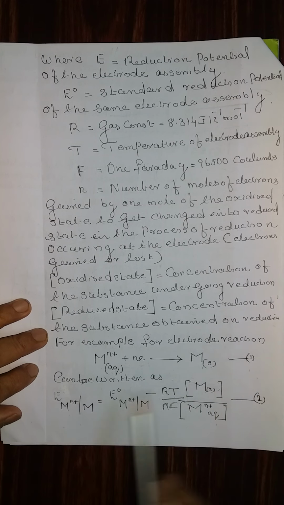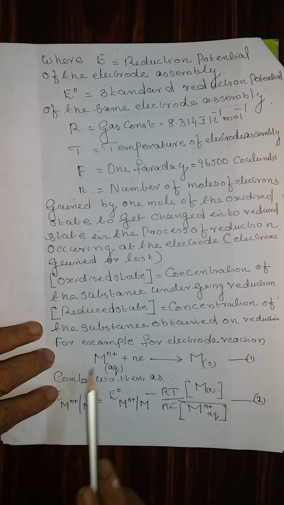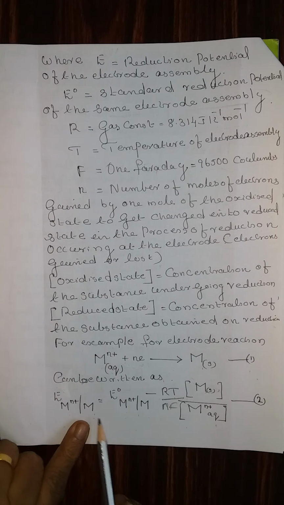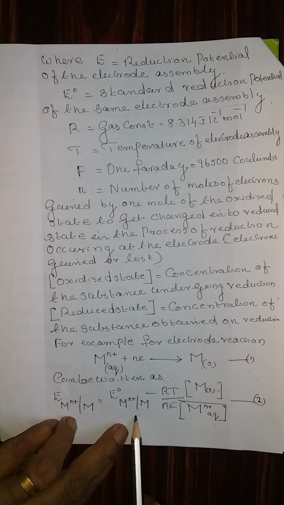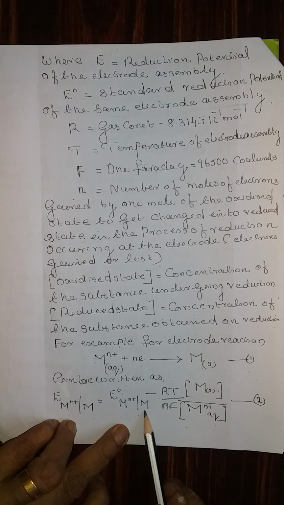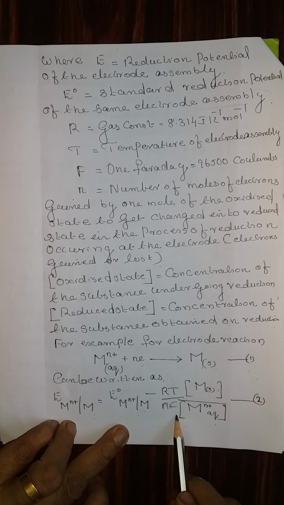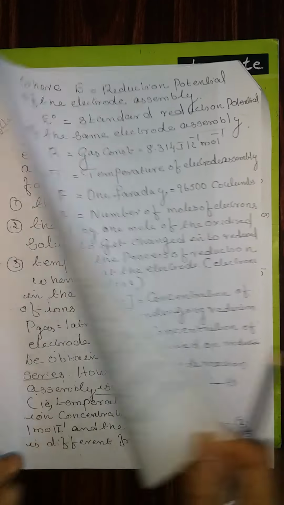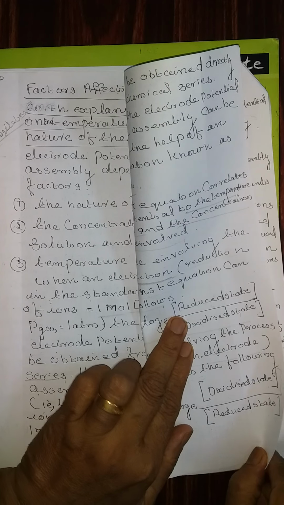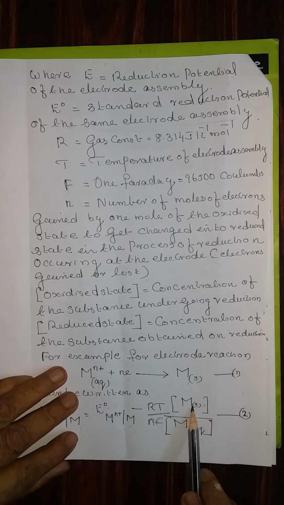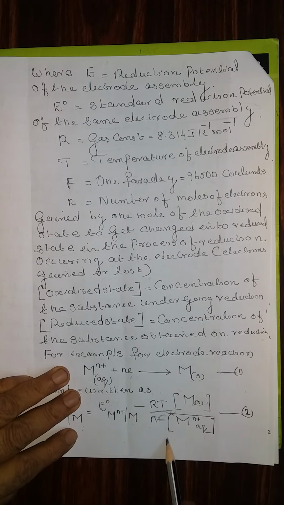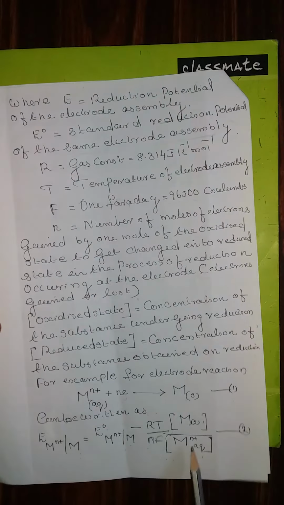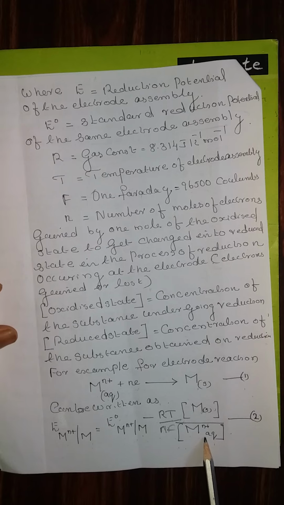Consider this example. This equation can be written for the electrode assembly, that means the electrode potential of that reduction electrode is equal to E0 of that electrode assembly minus RT by NF, log of concentration of M, that is according to the equation, the reduced state. Reduced means it gained electrons and got converted into M. Now divided by Mn+, that is the one that is oxidized, that has lost 2 electrons and got converted into Mn+.